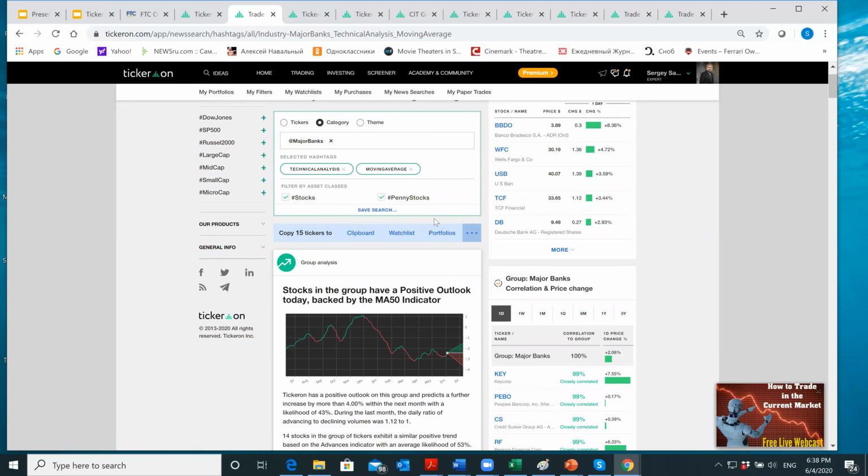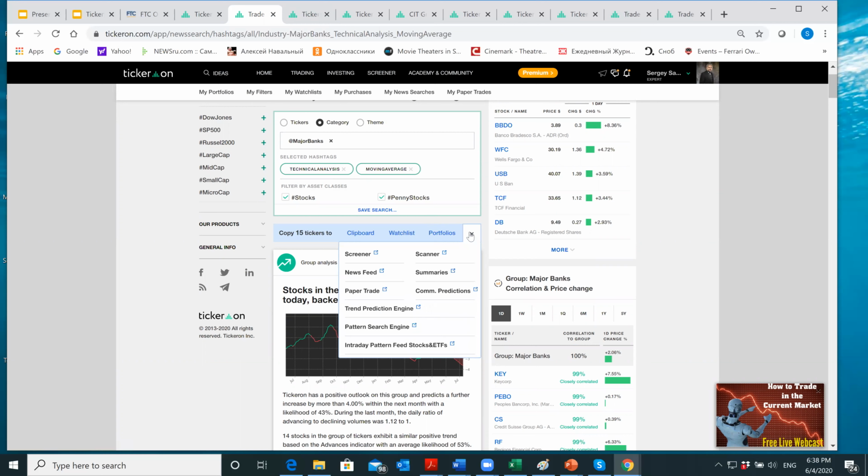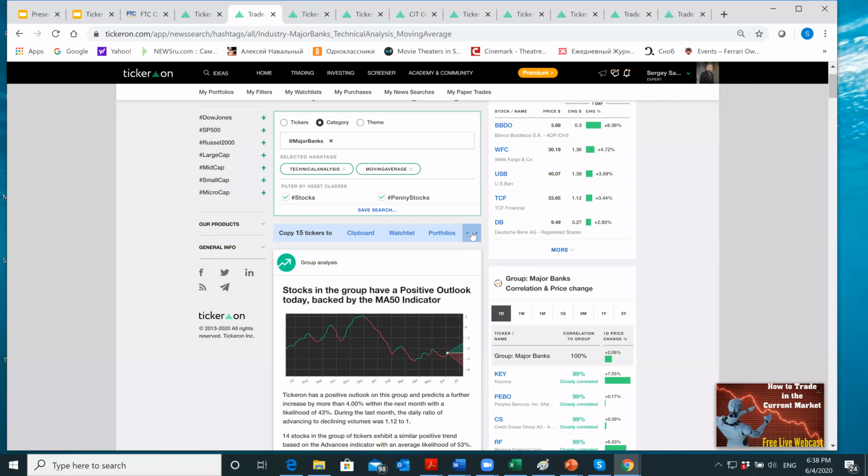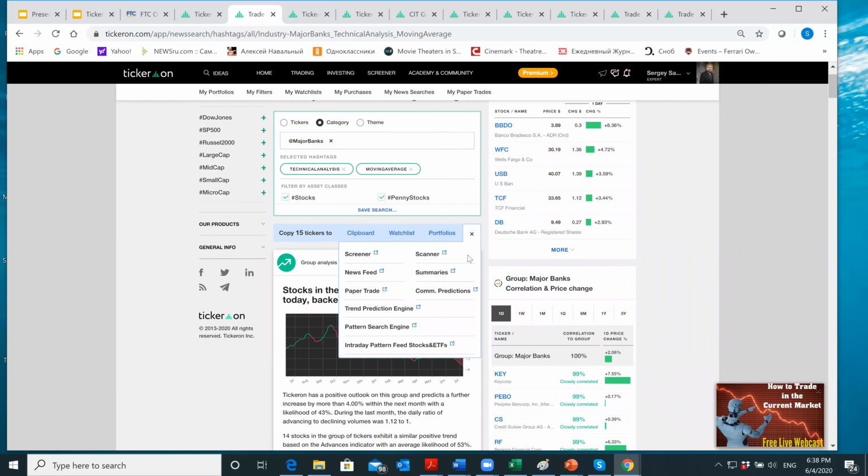Where else can I move it? First of all, I can move all of them to paper trade. It's an interesting feature. By clicking on paper trade, I can buy or sell short all 15. That's what I did in some other demos. If I'm totally convinced, I can buy all 15 to observe what's going on with them. I can just buy it, and all 15 are going to be executed at tomorrow's opening bell.